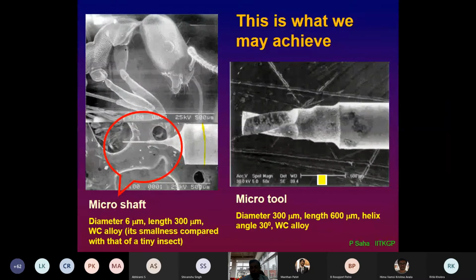And we are doing this on a tungsten carbide alloy. Why tungsten carbide? Because the tool is small, but tungsten carbide has a lot of rigidity. It is much harder compared to copper and the like. So we may use it for micro tool applications, the fabrication of micro tools, which can be made out of tungsten carbide.